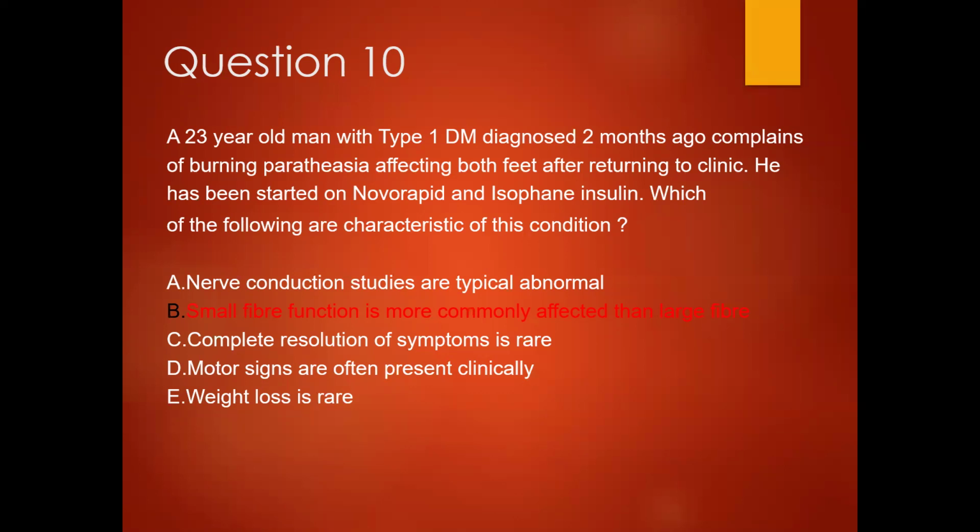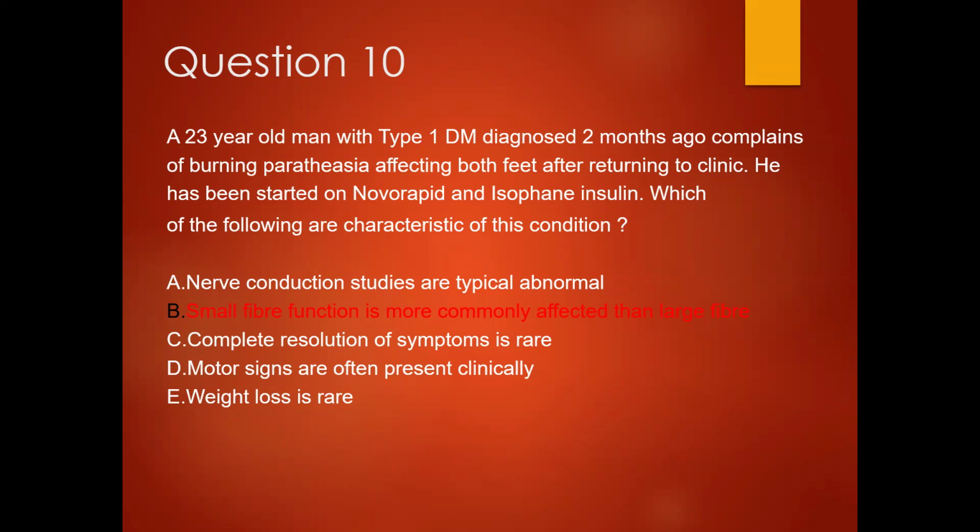So basically, type 1 diabetes, recently diagnosed, most probably a LADA, diagnosed at the age of 23 years, received NovoRapid and isophane insulin, and 2 months after starting the insulin, comes to the clinic with paresthesias affecting both feet. Which of the following is characteristic of this condition?